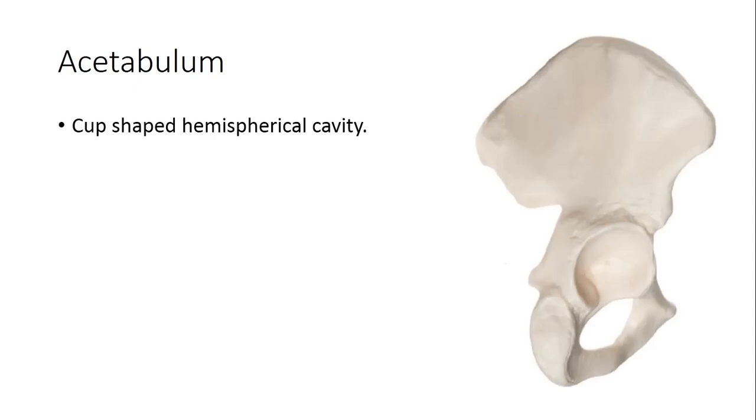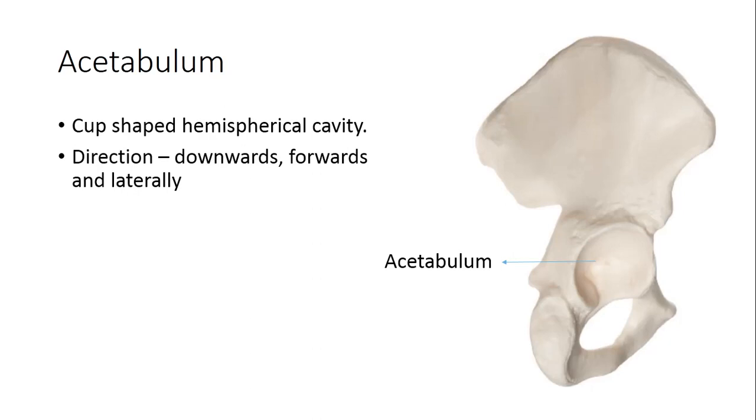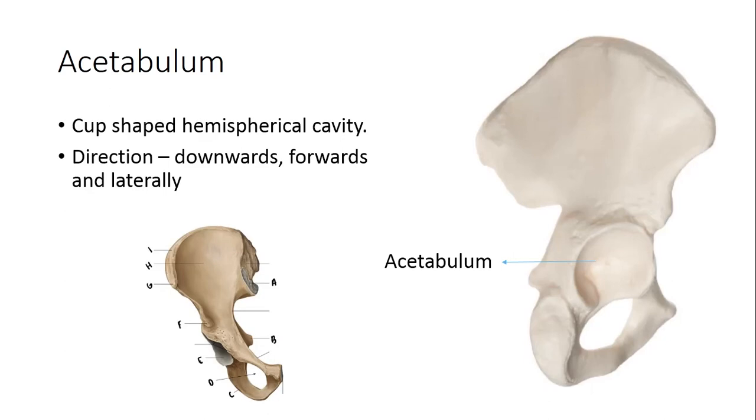Now something about the acetabulum. Acetabulum, as I have told you, is a cup-shaped hemispherical cavity. So this is the acetabulum. Direction: it is directed downwards, forward and laterally. So this is the direction, downwards, forwards and laterally. This acetabulum is deficient anteroinferiorly and forms a notch. This is the acetabular notch.